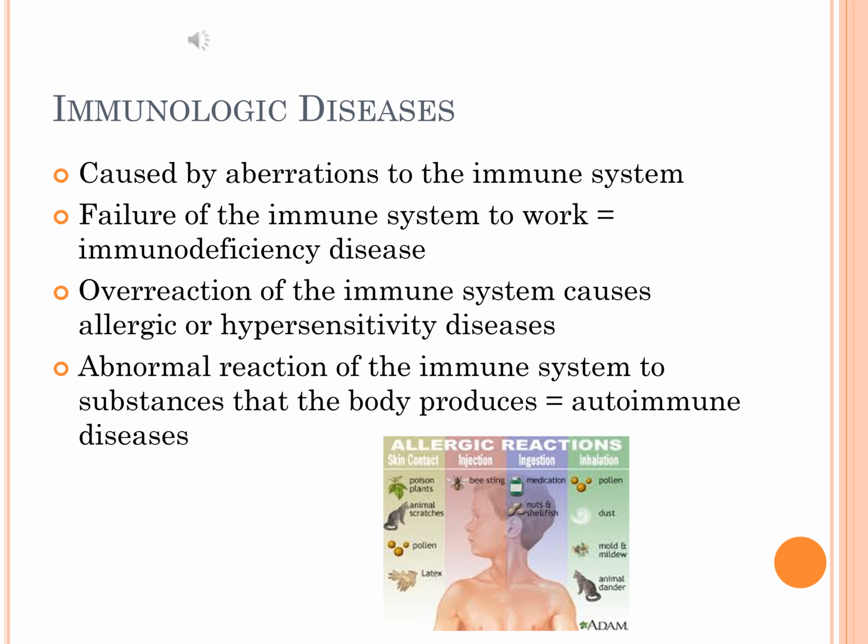Immunologic diseases are caused by aberrations of the immune system. Failure of the immune system to work equals immunodeficiency disease. Overreaction of the immune system causes allergic or hypersensitivity diseases. Abnormal reaction of the immune system to substances that the body produces equals autoimmune diseases.